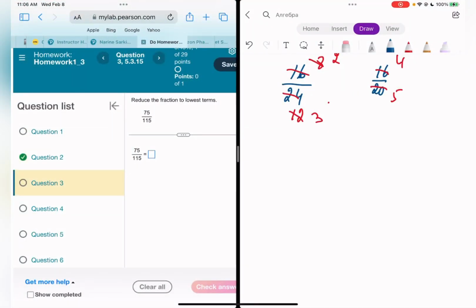75 over 115. All right, so I know that numbers that end with 5, I can divide by 5. That's a rule. So 75 divided by 5: 7 divided by 5 is 1 times, remainder is going to be 2. 25 by 5 is 5, so 15. Now 115 divided by 5: twice, I'm going to get 10. 2 times 5 is 10. From 11 will be left 1. And 15 divided by 5 is 3.